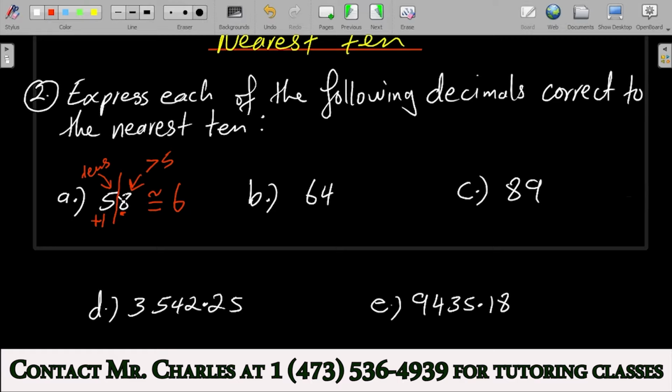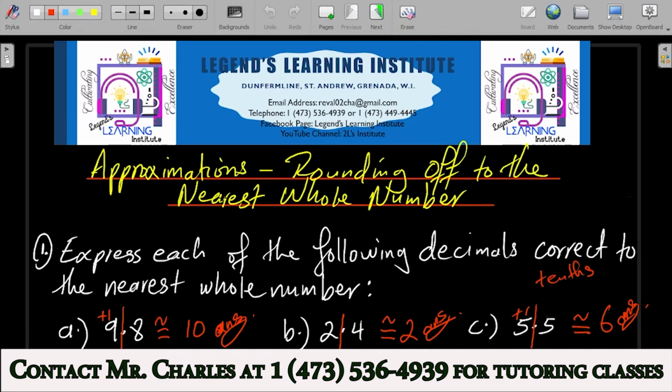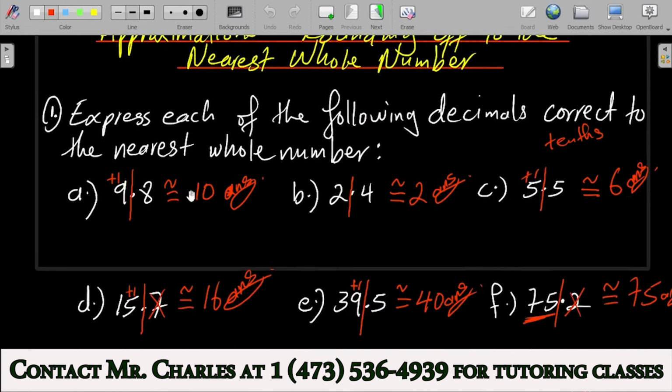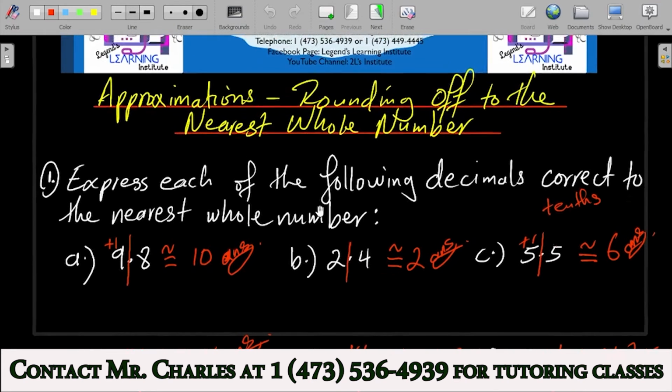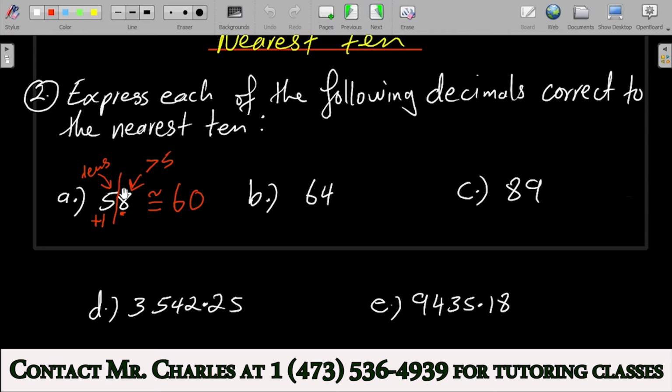And then the 8, since the 8 does not come to the right of a decimal point but is part of the whole number, we have to convert it to a 0. So instead of dropping the digits as we did with the decimal places back here, remember we dropped the digits after the decimal point, now here, since the 8 is part of the whole number, we do not drop it, we convert it to a 0, so we get 60.